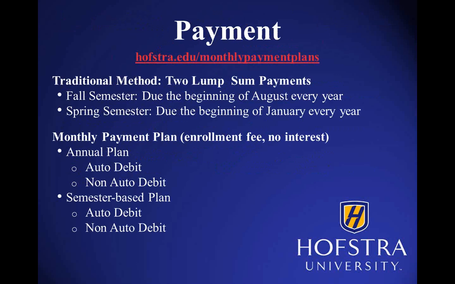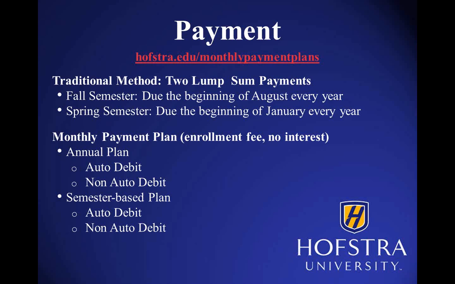If you are not participating in the monthly payment plan, the traditional method of payment is at the beginning of each semester. You would make 2 lump sum payments for the fall semester due the beginning of August every year, and for the spring semester due the beginning of January every year.